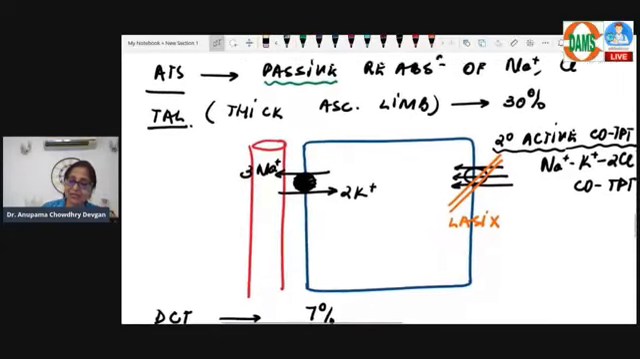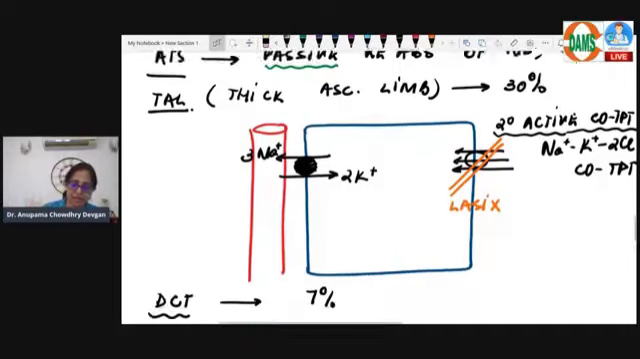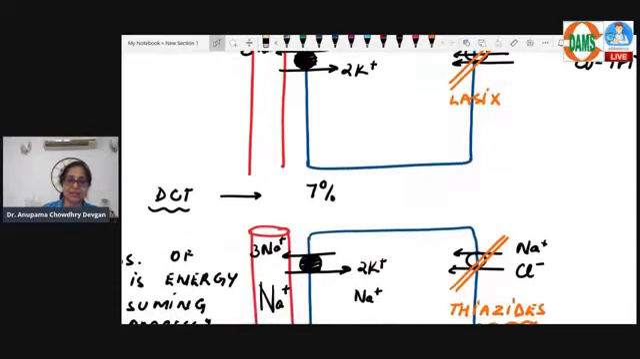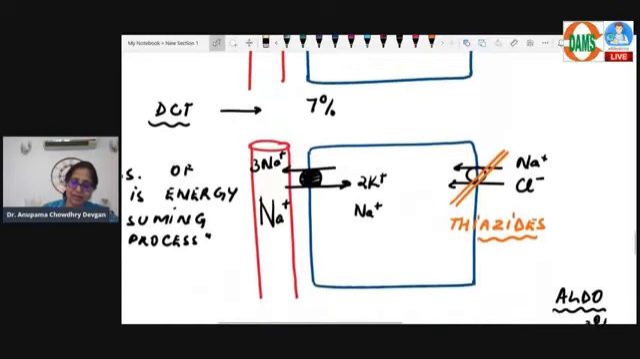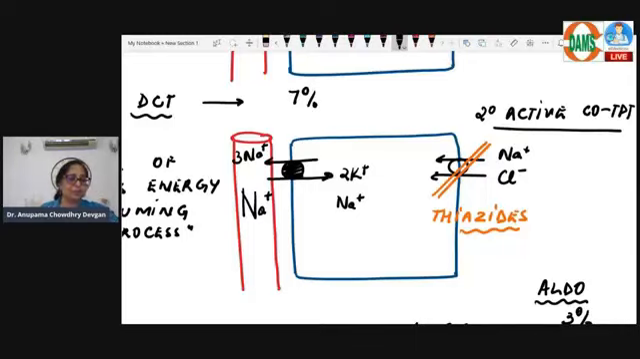Thick ascending limb is 30%. This is secondary active co-transport. Basal side, sodium potassium pump. DCT, 60% is absorbed in PCT, 30% in thick ascending limb. DCT, 7%. 7% is secondary active. This is a secondary active co-transport on the luminal side, because you have a primary active transport on the basal side.